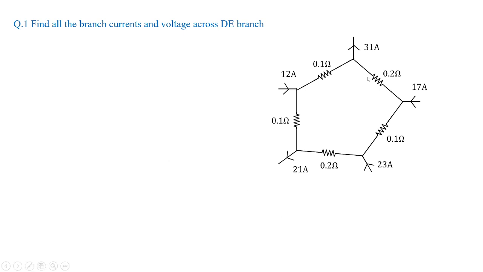Here you can see a pentagon is given where you need to find out all the branch currents and voltage across the DE branch. So the DE branch I have named here as D and E. We need to find out the voltage across this. So how to solve this kind of problem? For that, let us assume that the current flowing through AB is I ampere. You can see here different conditions of node currents are given and the branch resistors are given, and we have just framed A, B, C, D, E as node voltages.